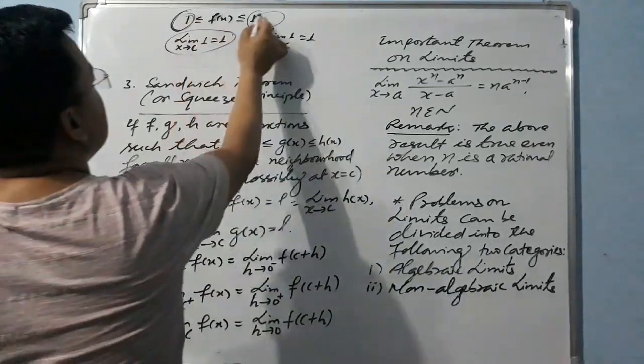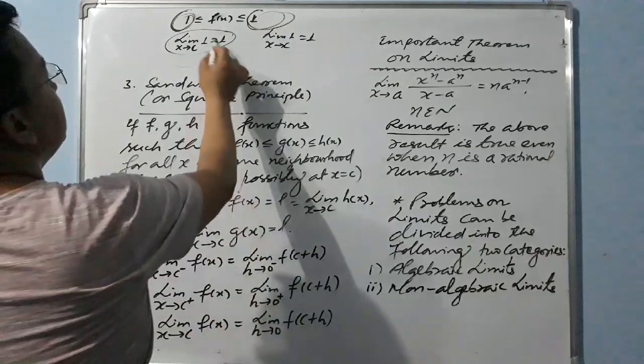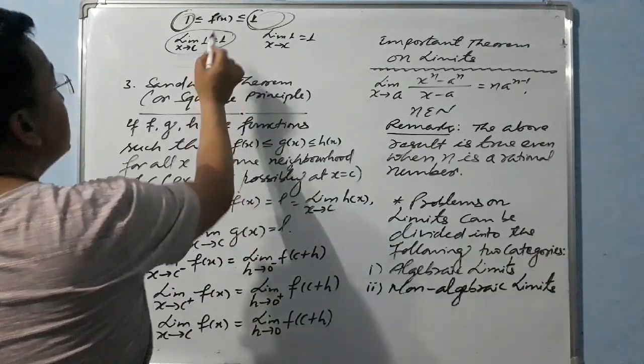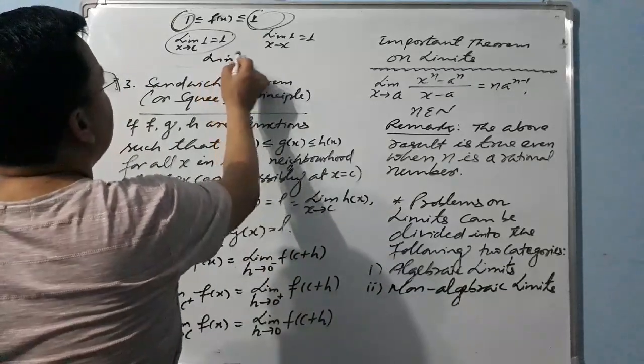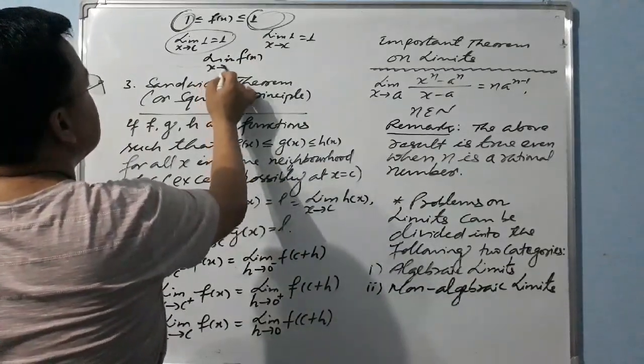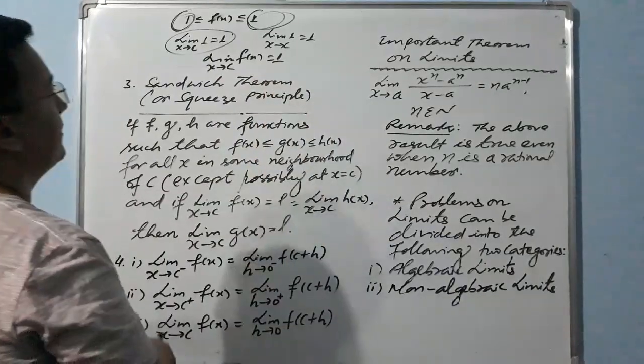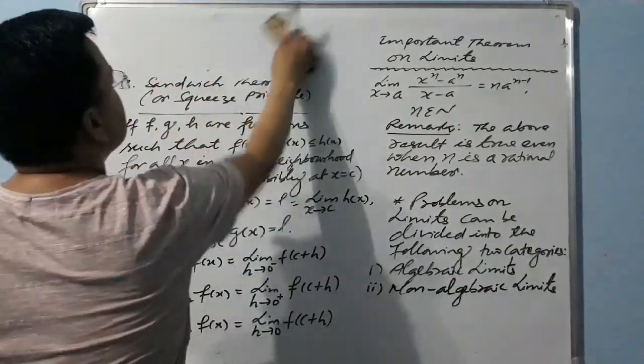So the limit of this one is 1, and the limit of this one is 1. Therefore, by the squeeze principle, or sandwich theorem, we can say the limit of f of x as x tends to c is equal to 1. All right, so again let me explain.